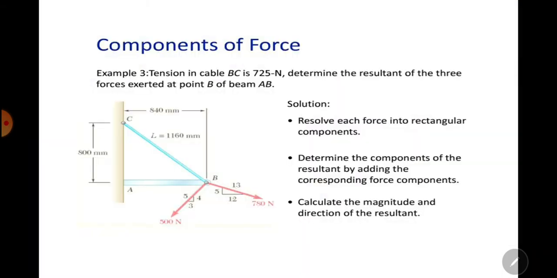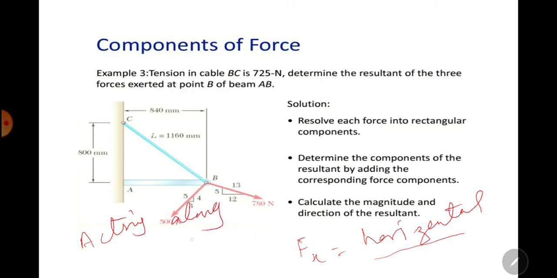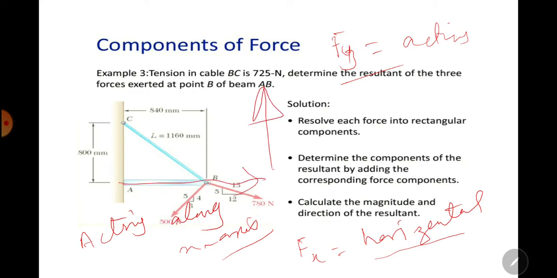Now we have to find the magnitude of these components. The effective component of force acting along the x-axis is called the horizontal component, and the effective component acting along the y-axis is called the vertical component. This is the horizontal component and this is the vertical component.